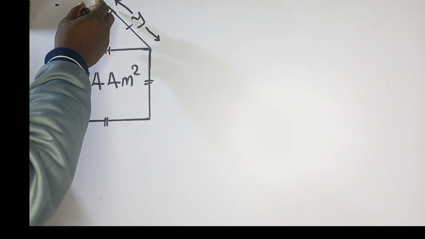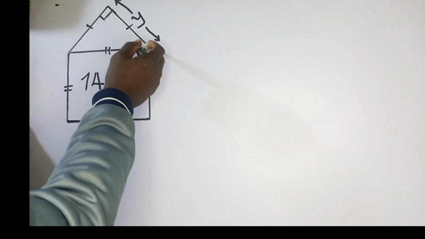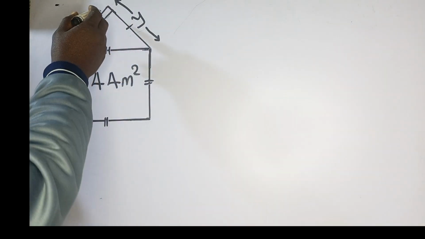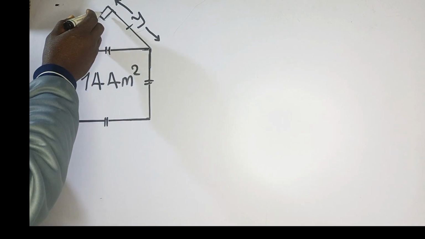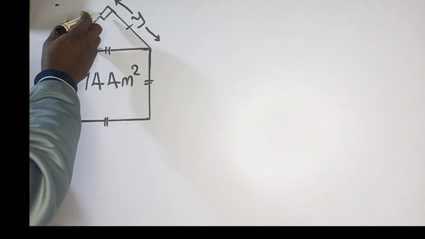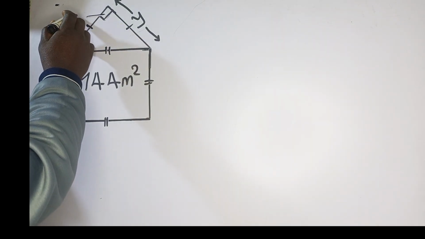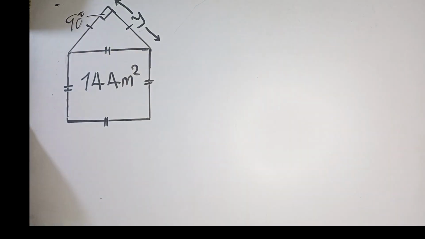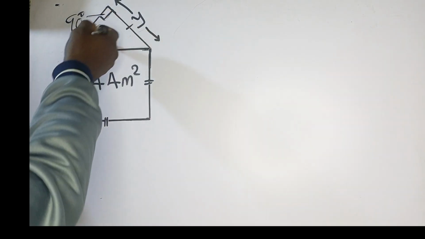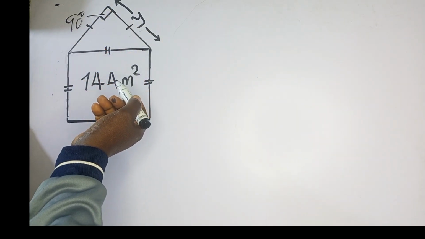Now the next part of the diagram, if we look at it very well, it is a triangle. And here we see this symbol. We all know what this symbol stands for. This symbol stands for angle 90 degrees. All right, therefore this triangle is a right angle triangle.